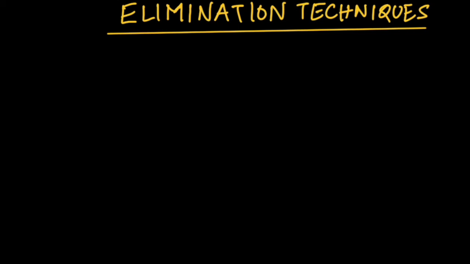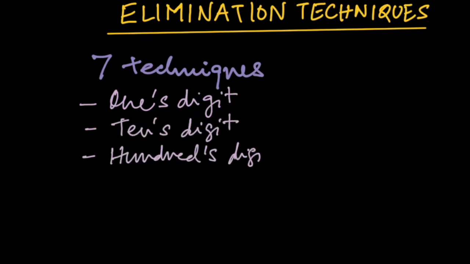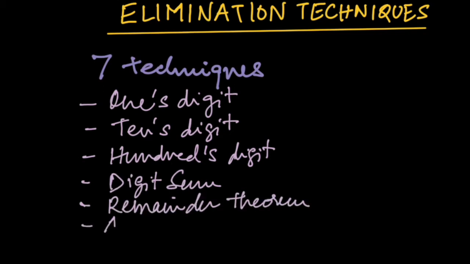In this video, I am going to talk about some quick tests that you can do to eliminate wrong answers from a set of answers for a given multiplication problem. Link to the previous video is in the top right corner. In this video, I am going to talk about 7 such techniques: checking ones digit, checking tens digit, checking hundreds digit, checking digit sum, remainder theorem, approximation and range.